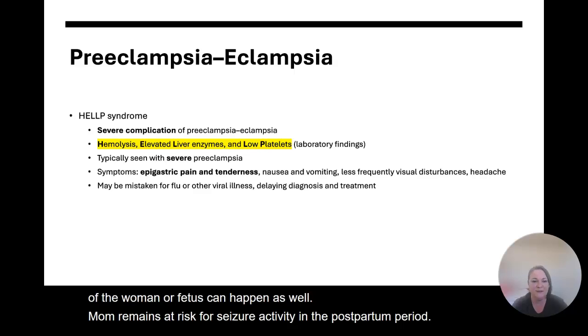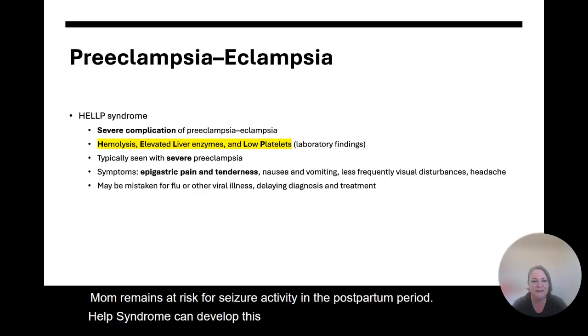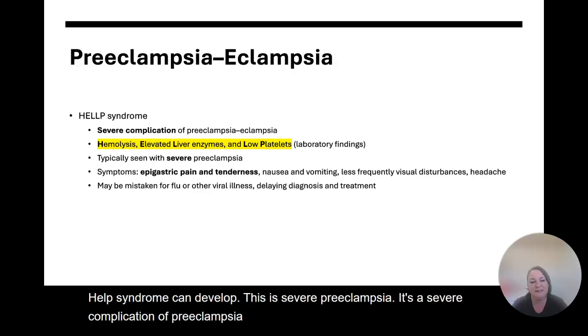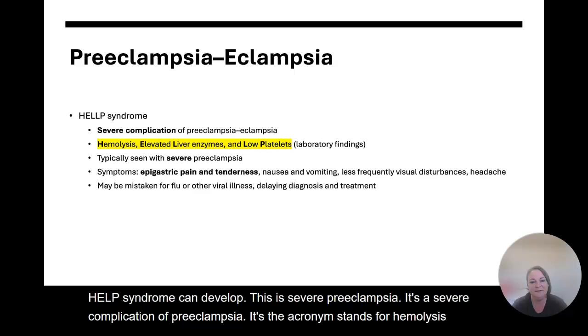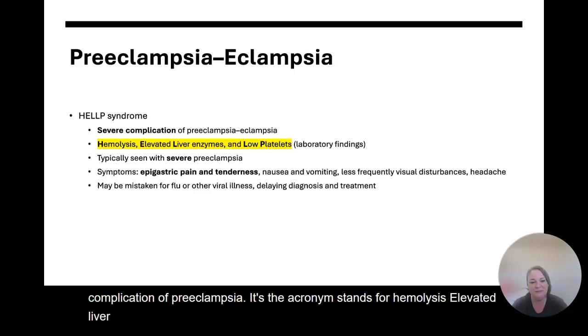HELP syndrome can develop. This is severe preeclampsia. It's a severe complication of preeclampsia. The acronym stands for hemolysis, elevated liver enzymes, and low platelets. If we have these findings, it's called HELP syndrome.